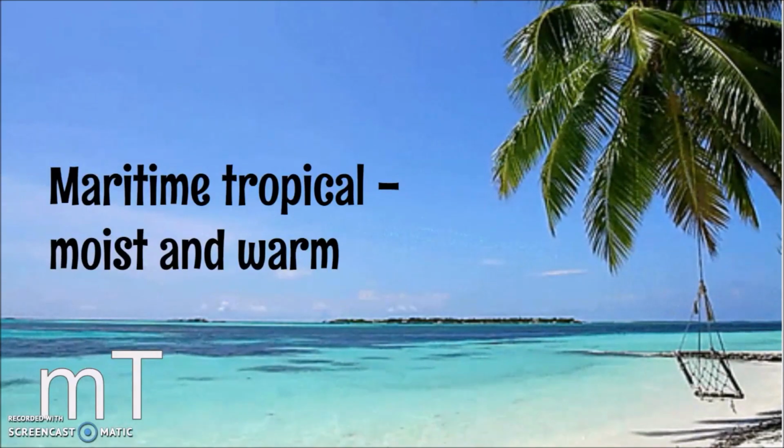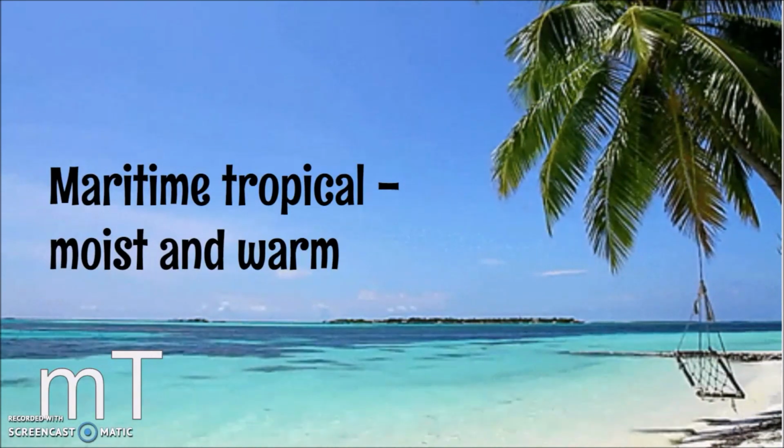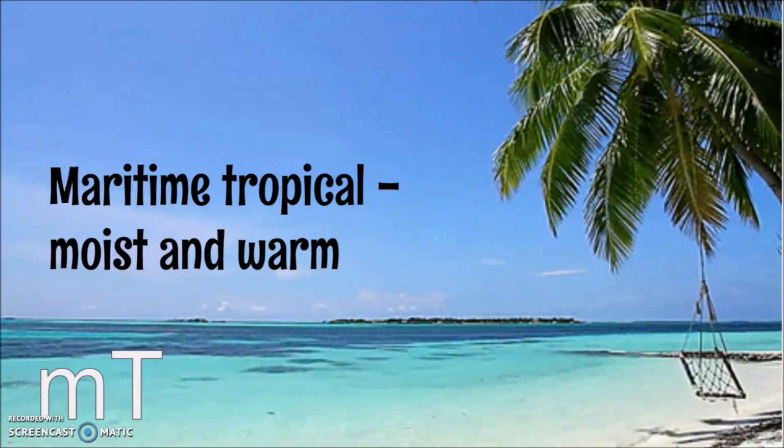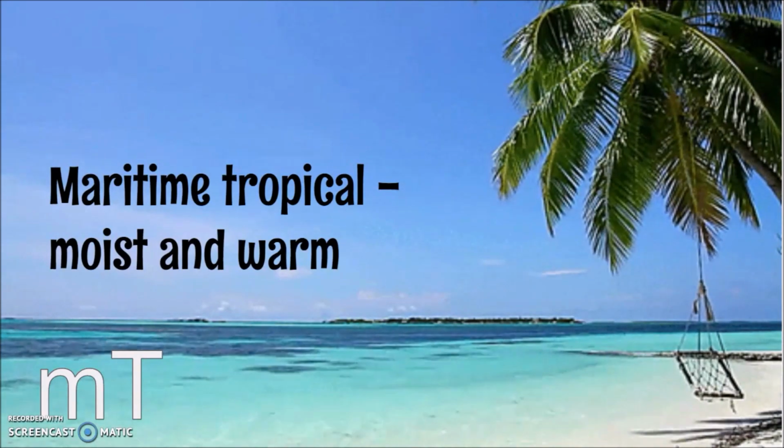The next one is called Maritime Tropical. This originates over warm water and it becomes both warm and moist. This can create thunderclouds, which we'll discuss in the next lesson.